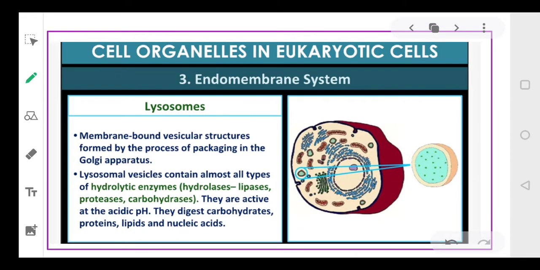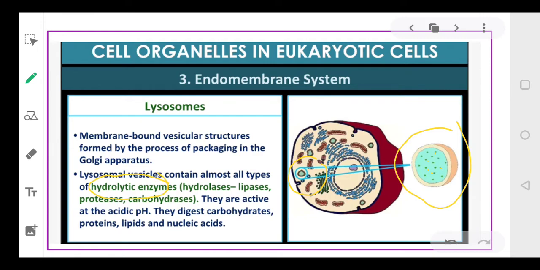Next component of the membrane system is lysosomes. I hope you remember this word. You've heard about lysosomes, and you can see how it is present. This is a membrane bound vesicle. Now we have highlighted the structure. It is a membrane bound vesicle formed by the Golgi apparatus, and it contains lots of enzymes. These enzymes are referred to as hydrolytic enzymes.